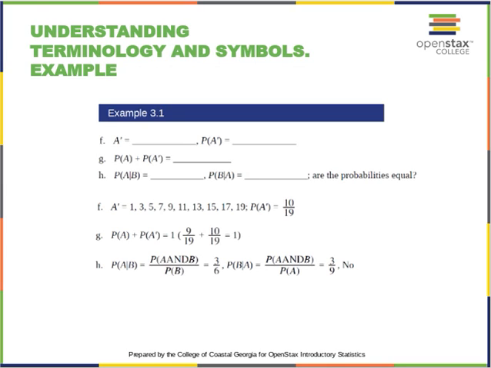And lastly, this is a little direct application of the A given B formula. We know probability of A and B. We know the probability of B. You simply plug them in and you end up with 3 over 6. Same thing with probability of B given A. We want to know the probability of B given A. Well, we just plug them in.